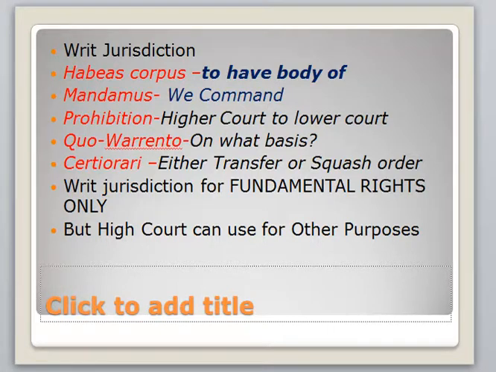How is it so? See, the Supreme Court can use writ jurisdiction only in cases of fundamental rights. If there is an infringement of fundamental rights, then and only then can the Supreme Court use these types of writs. But for the High Court it is not so. The High Court can use these writs for fundamental rights as well as in other cases. That's why the High Court's powers regarding writ jurisdiction are wider than the Supreme Court's. Okay, so just remember that.